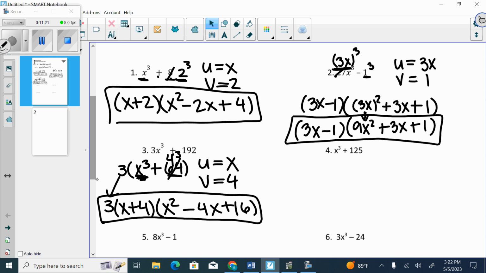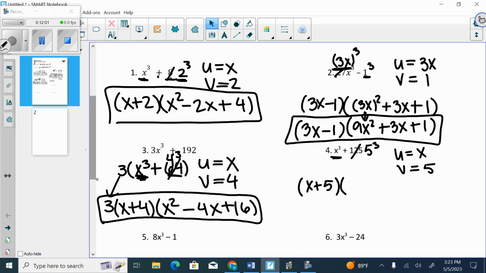All right. Okay, let's do another one. Number 4, does it have a GCF? No. Okay, so no GCF. The x is okay. What about the 125? Gotta fix it. What can I turn it into? 5. Rewrite it as 5 cubed. All right, so what's my u? X. And what's my v? 5. All right, it has a plus in the middle, so first or second formula? First. All right, so that formula is u plus v. So for us, that's going to be x plus 5.